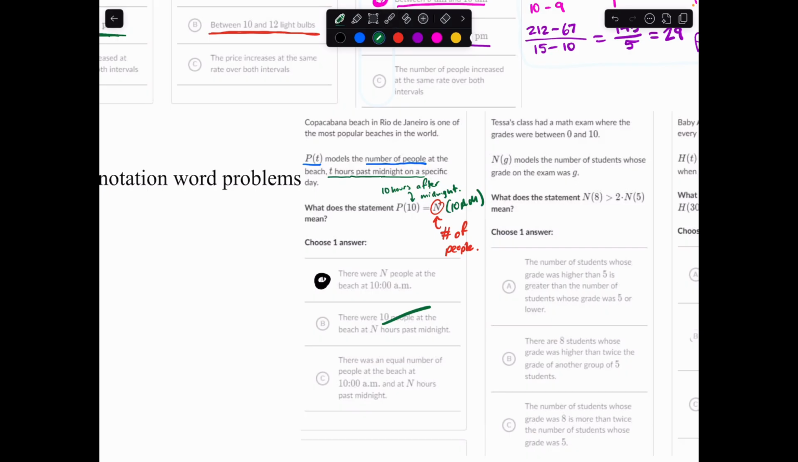And then choice C, there was an equal number of people at the beach at 10 a.m. and N hours past midnight. Well, wait a minute. We don't know how many people. We just know it's N. We have a variable there, so it can't be that either. Also, it says N hours past midnight. N's not a number of hours. It's a number of people, so that's not a choice either. It's got to be A.